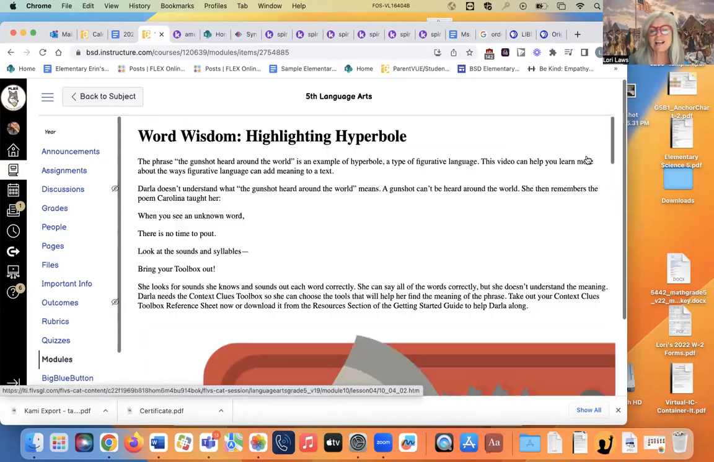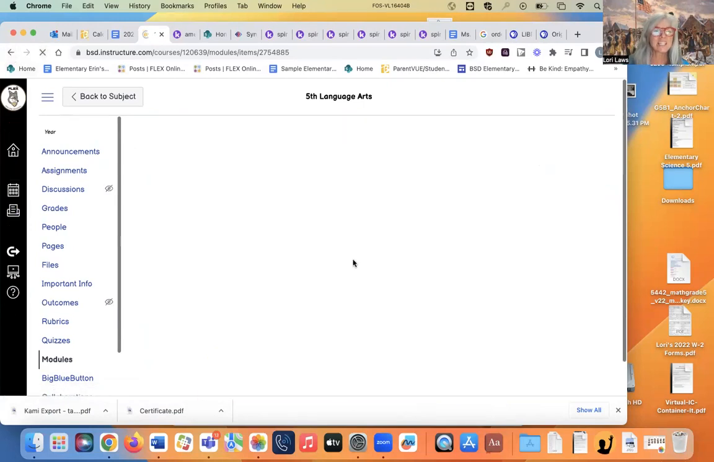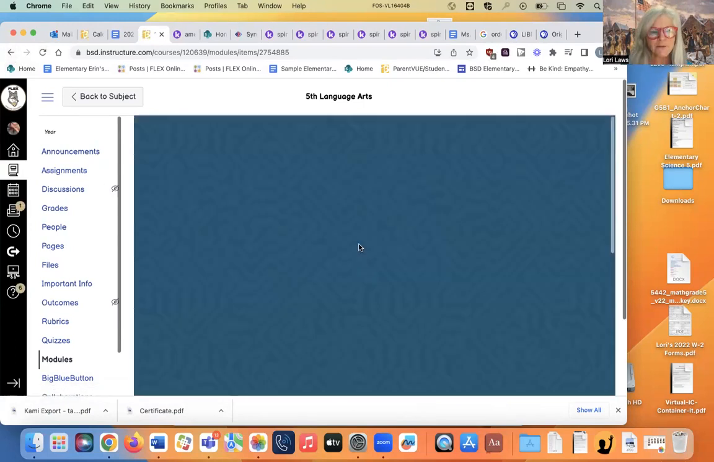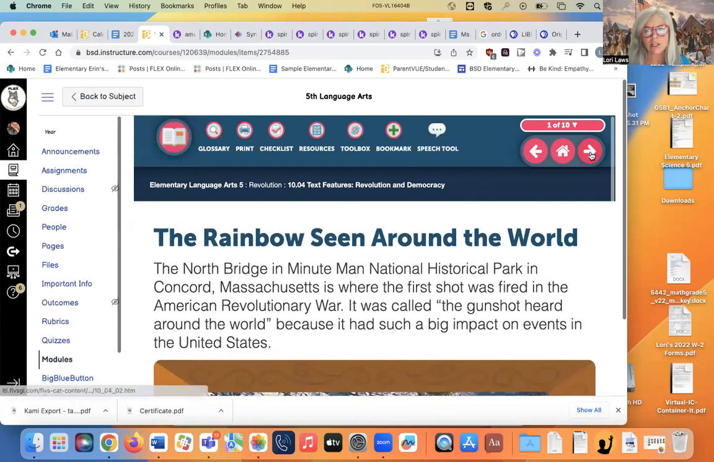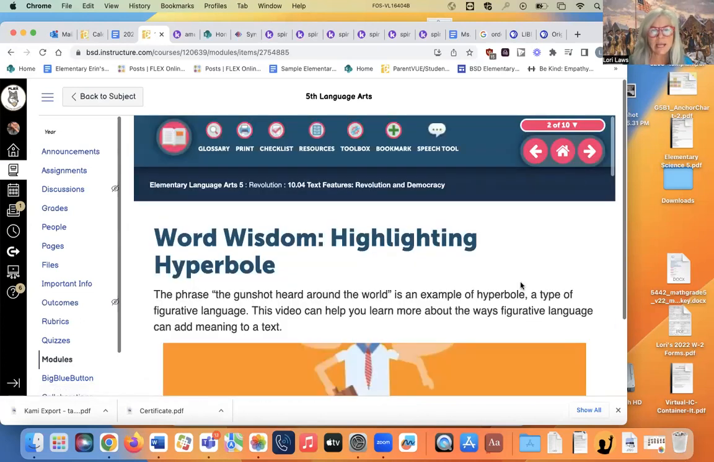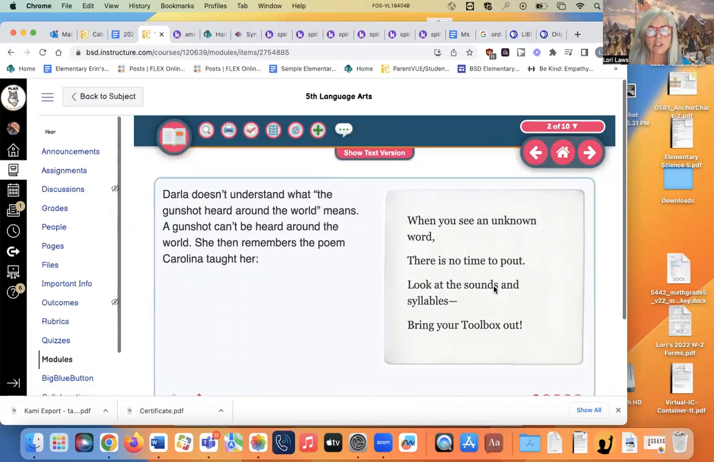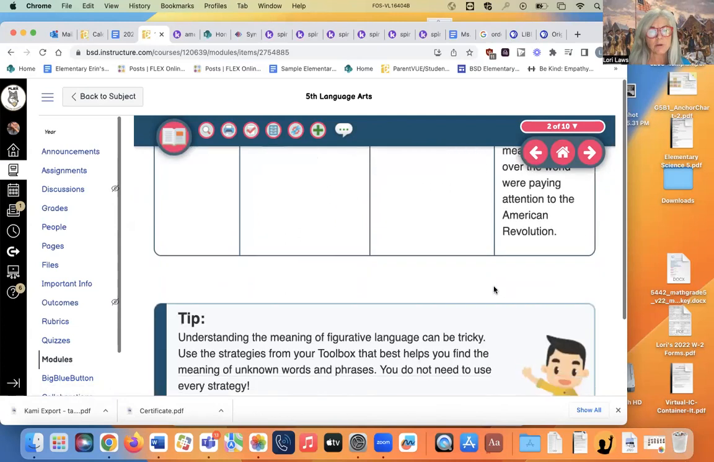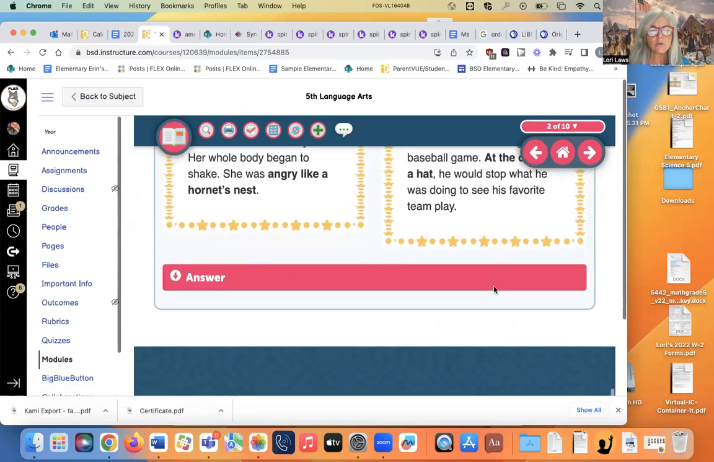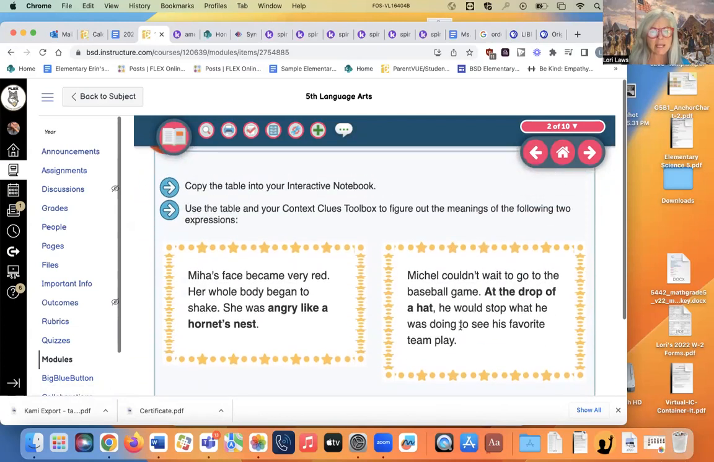Excellent. They talk about some figurative language, hyperbole, which is like the most amazing kind of figurative language in the world. Actually, hyperbole is when you exaggerate and say, I was freezing to death, which just means I was cold, but you exaggerate. So the gunshot heard around the world was not really heard around the world. It's just a way to exaggerate and use hyperbole. Hyperbole is when you exaggerate something and make it more extreme than it really is.